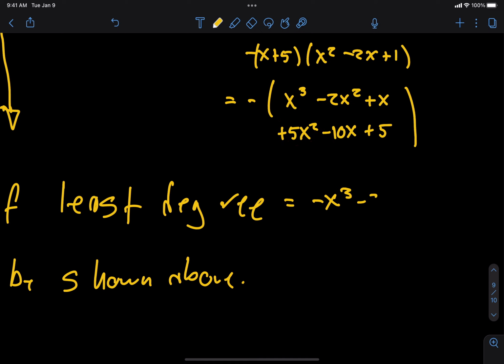That makes 3. So positive 3, but make it negative. We get minus 3x squared. And then the x terms, we have plus 1 and minus 10. So it's minus 9, but we make it negative, plus 9x. And then finally, we just have 5, but make it negative, so minus 5. So that would be my answer.